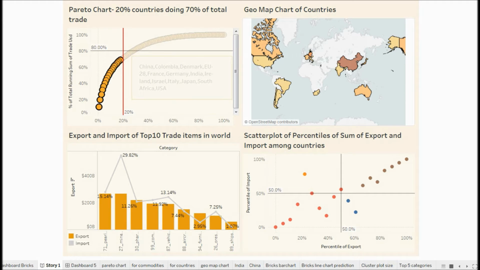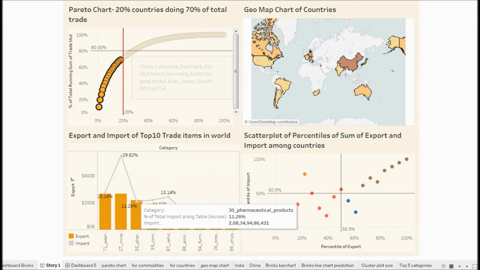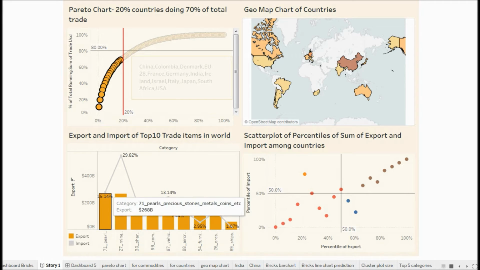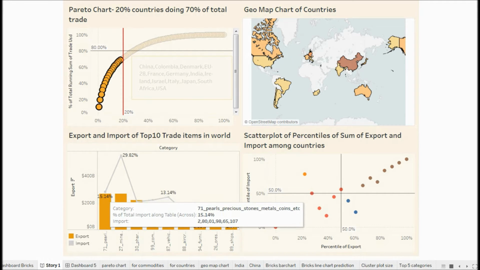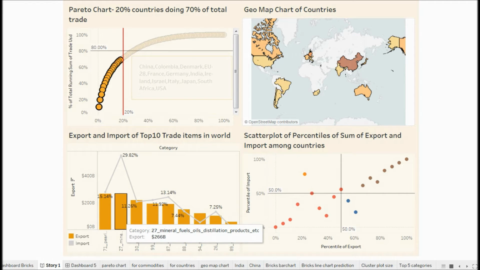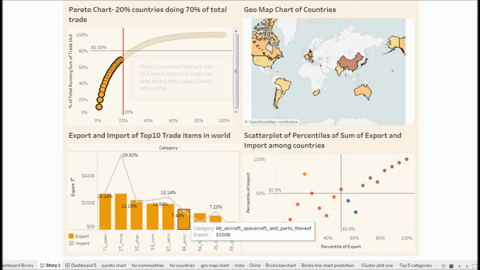The third chart shows the export and import of the top 10 trade items. Here the bar chart is representing export in many of the items and the line chart is representing import in percentage terms. How much of the import is being done in which item? So as you can see here, 15% is done in pearls and 29.82% is done in mineral fuels, oils, distillation products. So these two items are the most important trade items in this dataset, followed by pharmaceutical products and vehicles, aircraft. So these are the top 10 categories of items that are being traded most across these countries.